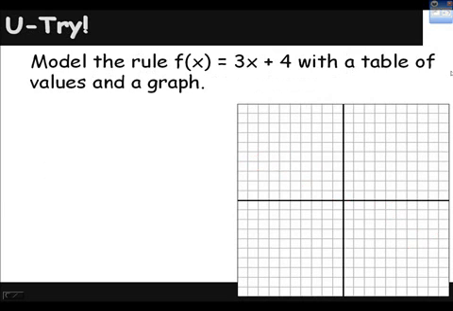You try one. Go ahead, pause the video, and try to model this function with a table of values and a graph. When you're ready to check your answer with mine, press play.